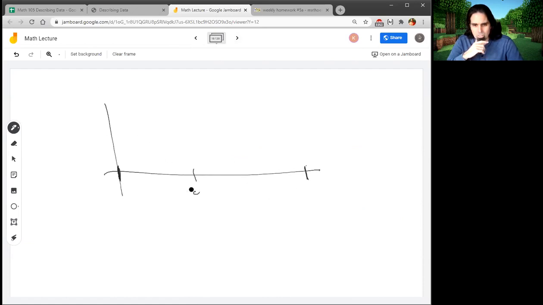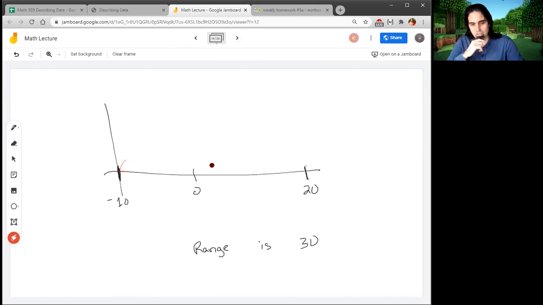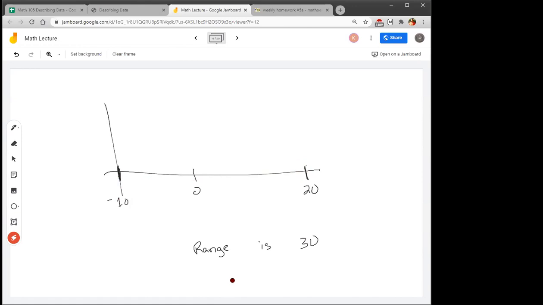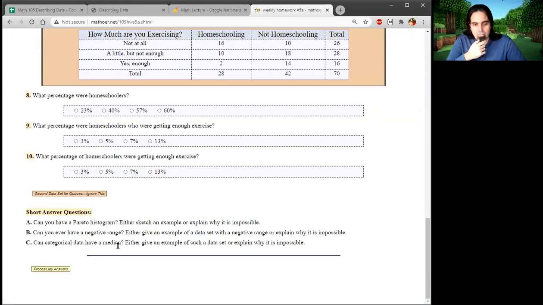What if 0 was in the middle? Maybe I went not from 0 to 20, but negative 10 to 20. What would my range be then? Then it would be 30. 30. Everyone see why? There's 10 things here and 20 more things here. So there's a difference of 30. So no, even if some of them are negative, it's not going to be a negative range. You can't have a negative range. Can categorical data have a median?